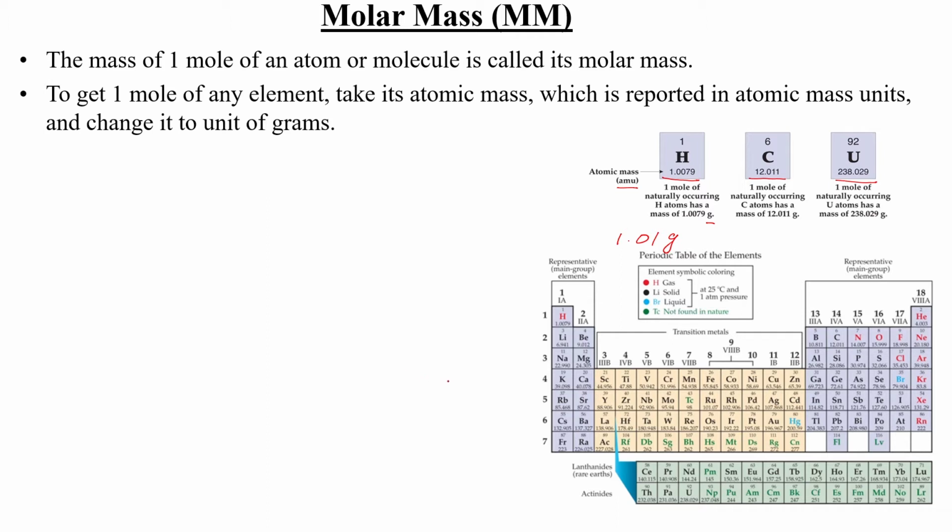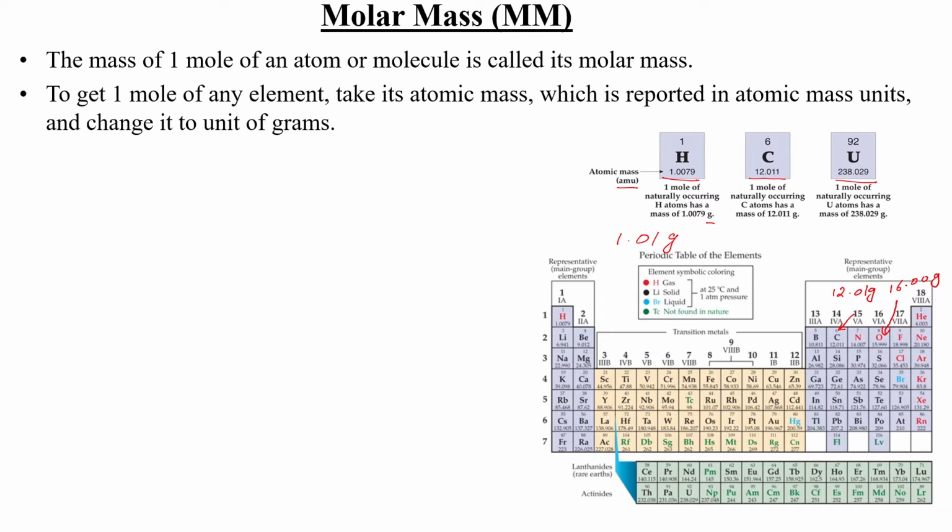So let's do some practice of finding molar masses. So what is the molar mass of carbon? And if your answer is that molar mass is 12.01, then you are right. Molar mass of oxygen, when you round it to 2 decimal places, is going to be 16.00 gram. Okay, so that's how we can find the molar masses for 1 mole of any element.